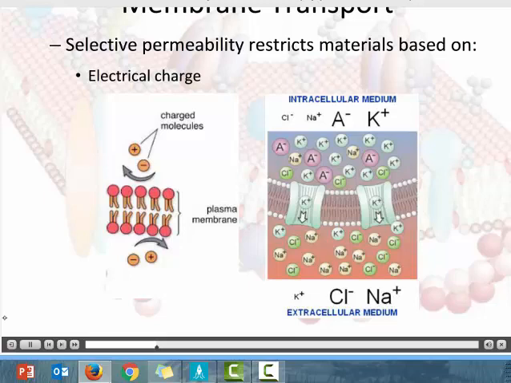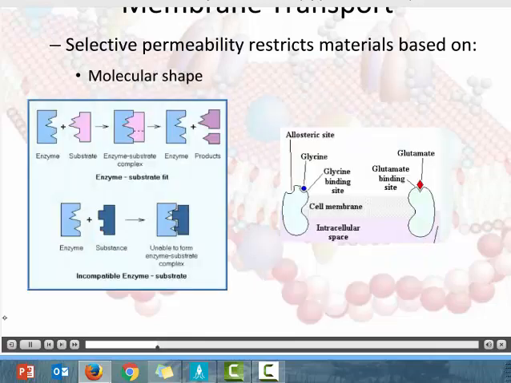Materials are also restricted based on molecular shape. Some materials cannot cross the membrane by themselves, but they can have help from proteins in the plasma membrane. Proteins are going to work just like enzymes do, because enzymes are proteins, and they're going to have that lock and key specificity. So we can restrict movements based on molecular shape. If your molecular shape matches a transport protein, you get to move into or out of the cell. But if it doesn't, then you're stuck on one side or the other and you're not moving.